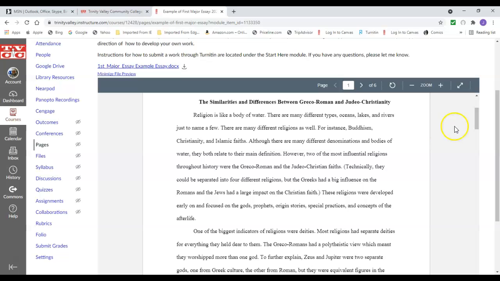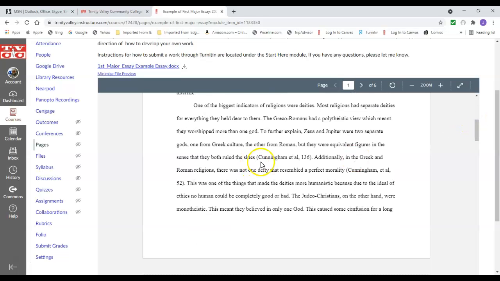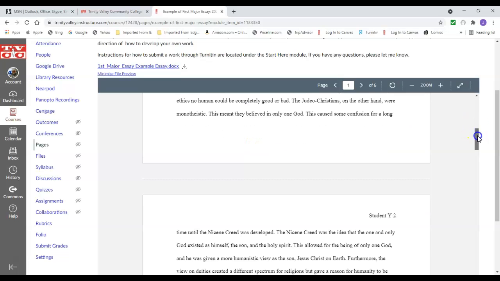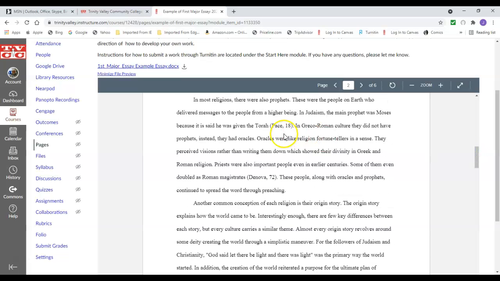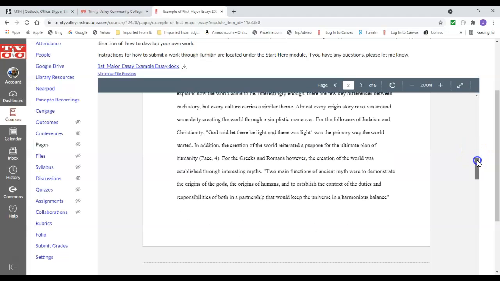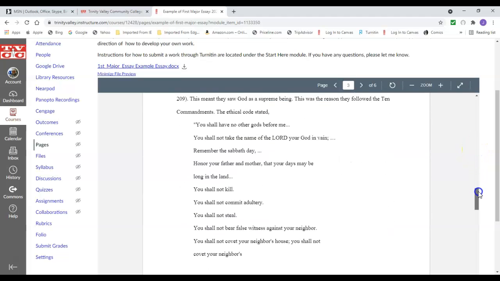You'll see that when you use information from a source, you are expected to put your citation in. You'll see here's the one from Cunningham. And other details are added. This is from another source. Here's from another source. And you'll see the paper itself continues and goes through here.